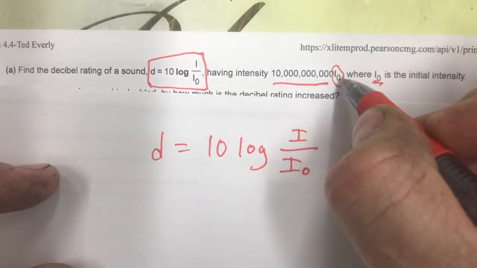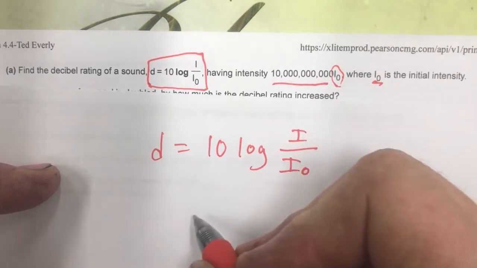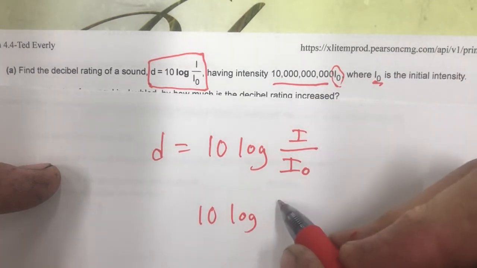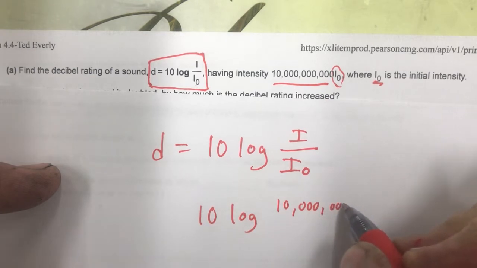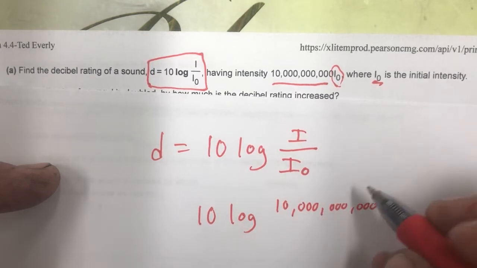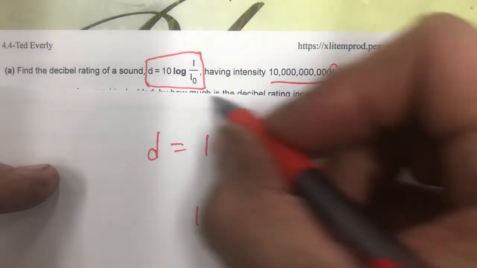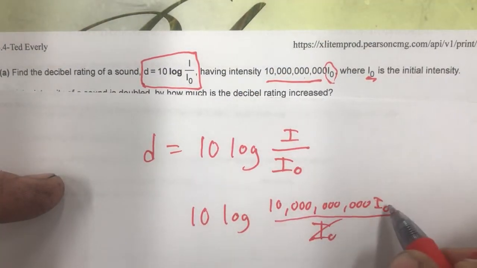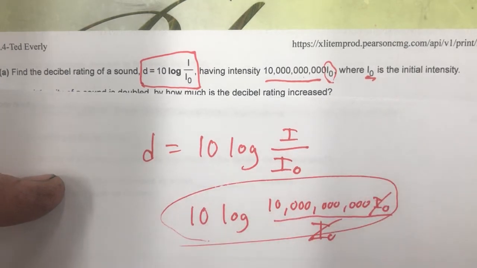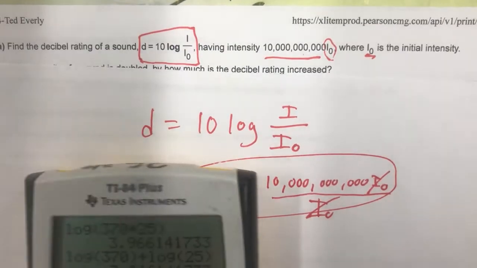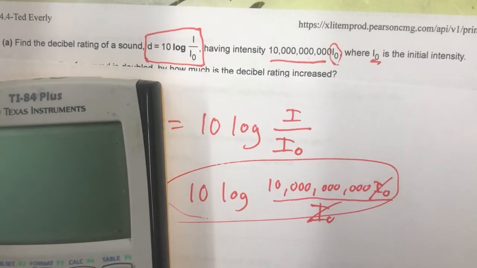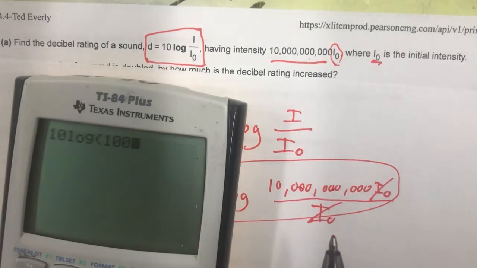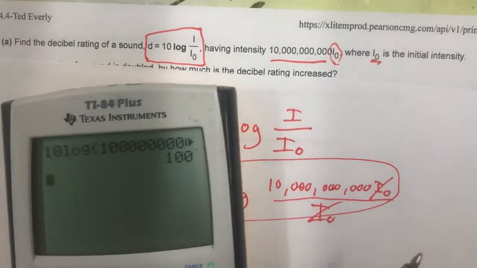So right here, this is the intensity right here. So that means I'm going to have this 10 log of 10 billion I sub 0 over I sub 0. And these cancel out. So I'm just going to type this in right here in the calculator. If I type that in, I've got the 10 up front, log, and let's see, 10 billion has 10 zeros, so 1, 2, 3, 4, 5, 6, 7, 8, 9, 10. And there it is, 100. And you can see my answer right there.